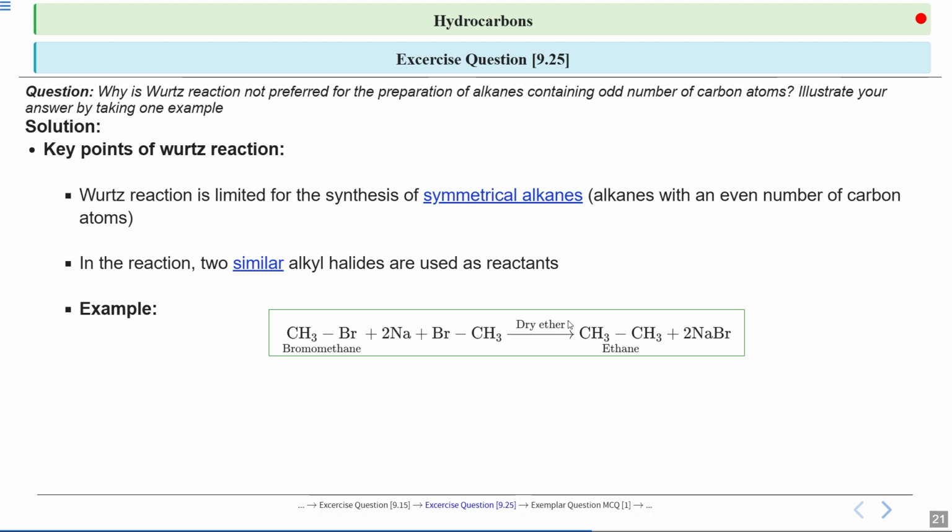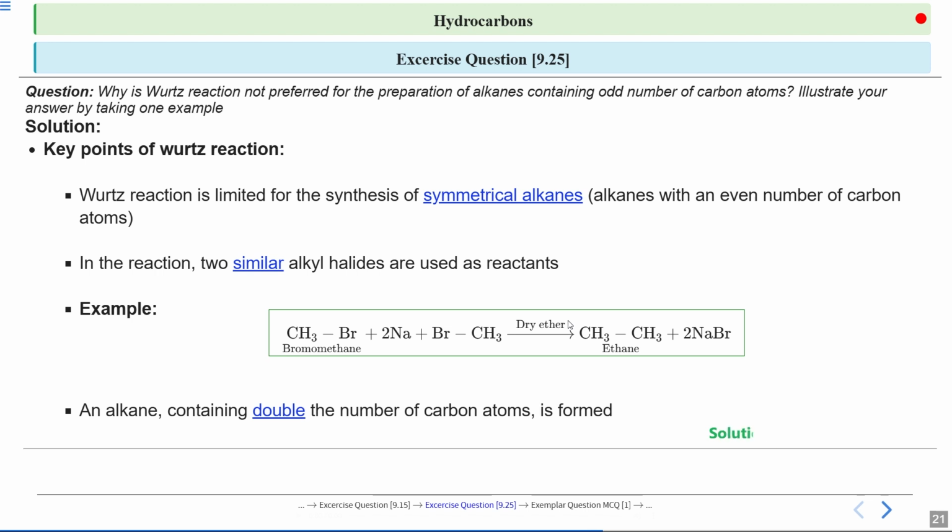Here is the classical example. When we have two molecules of bromomethane, they react in the presence of sodium and dry ether, and then ethane is formed as the product. Along with that, there is the formation of a byproduct, sodium bromide, which is NaBr. The key takeaway here is that Wurtz's reaction results in an alkane with double the number of carbon atoms from the original alkyl halide. This doubling effect is why the reaction is limited to producing symmetrical alkanes, reinforcing the earlier point about its limitations.